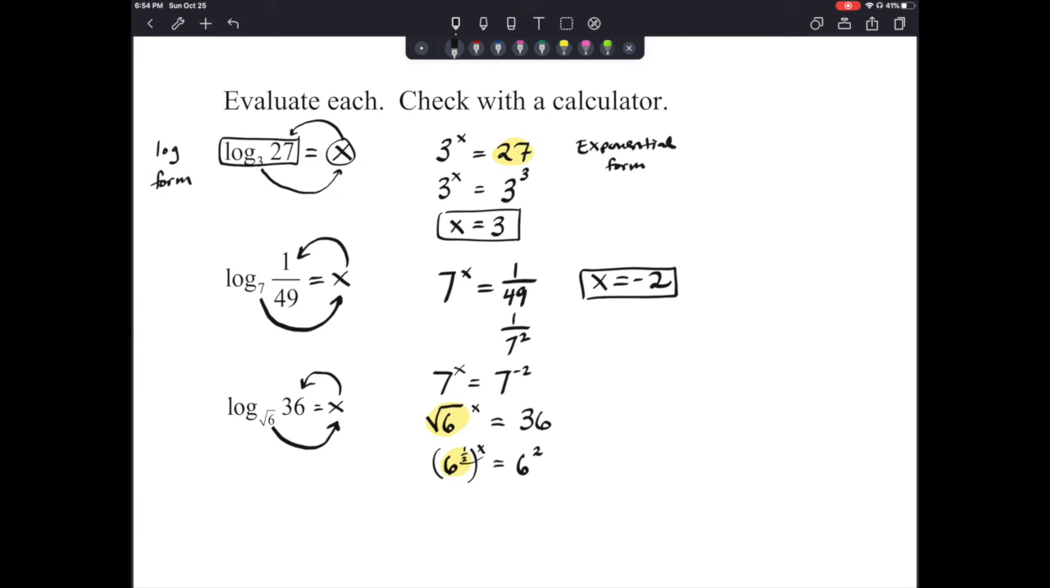So we just need to apply our rules for exponents here. When we raise a power to a power, we've got 6 to the power of x over 2 is equal to 6 to the second power. Now that we have the same bases, let's set our two exponents equal and finish solving. So x over 2 is going to equal 2. Multiply each side by 2 and we get x equals 4. And that would be the correct answer. You may type it in on a calculator to double check, but I'm telling you it's correct. All right, let's move on.